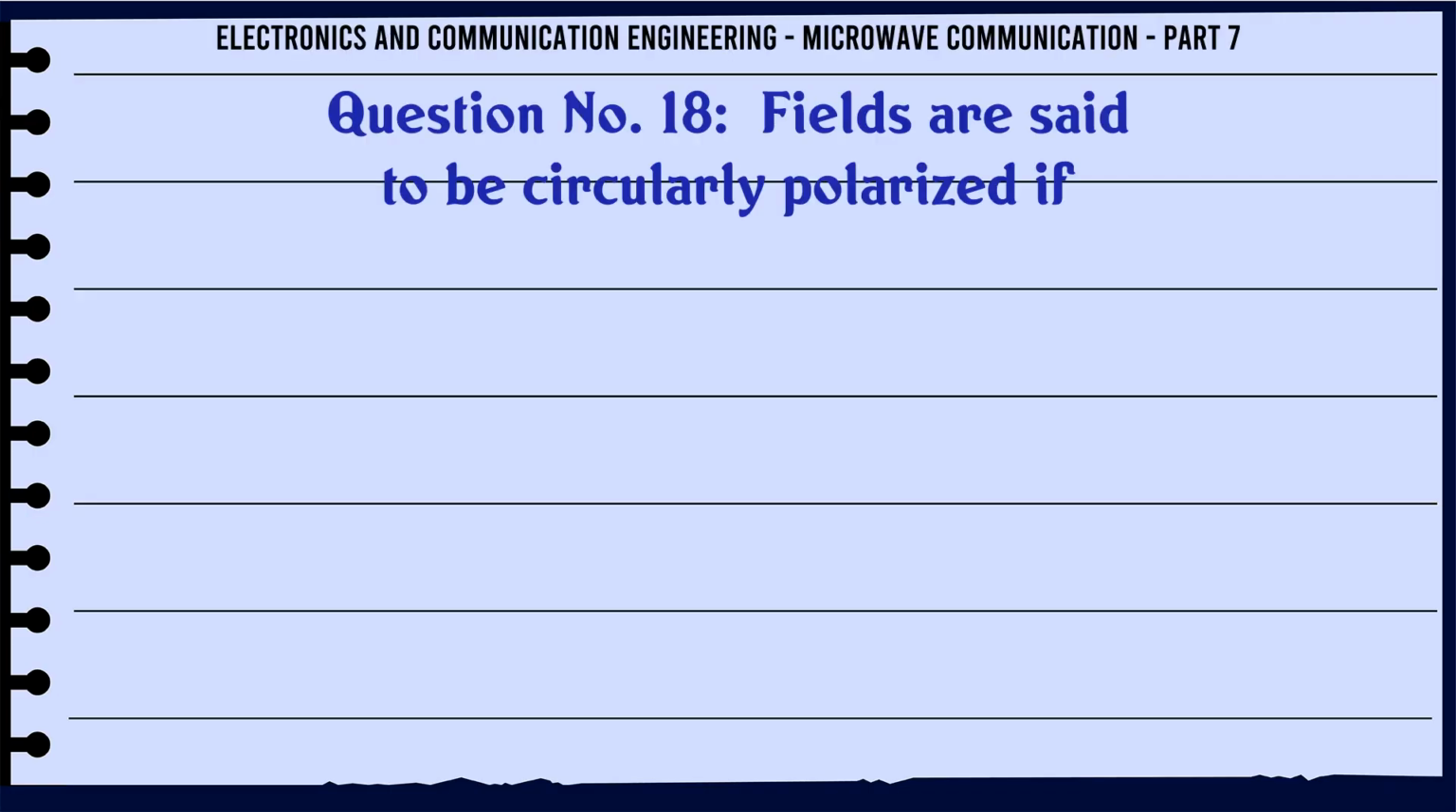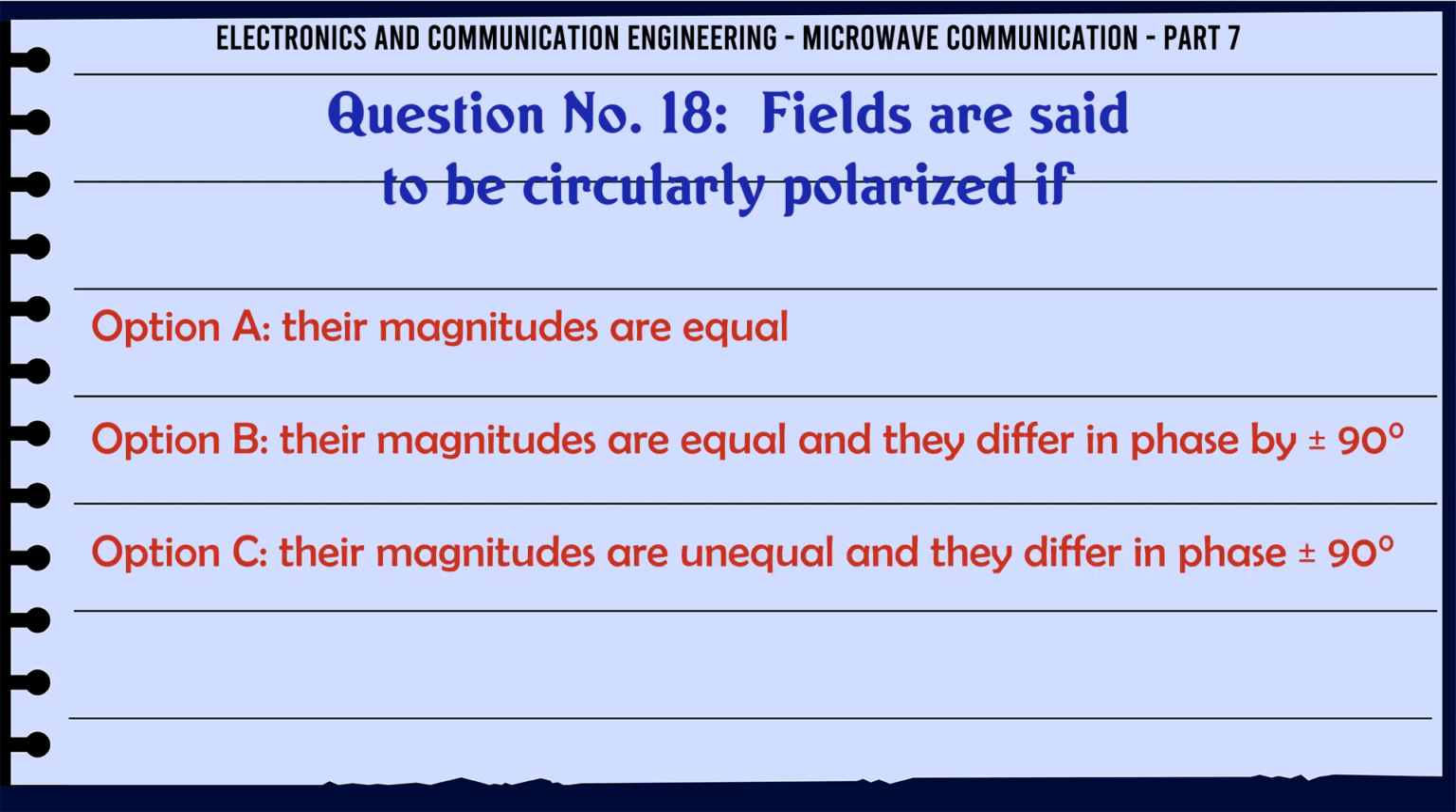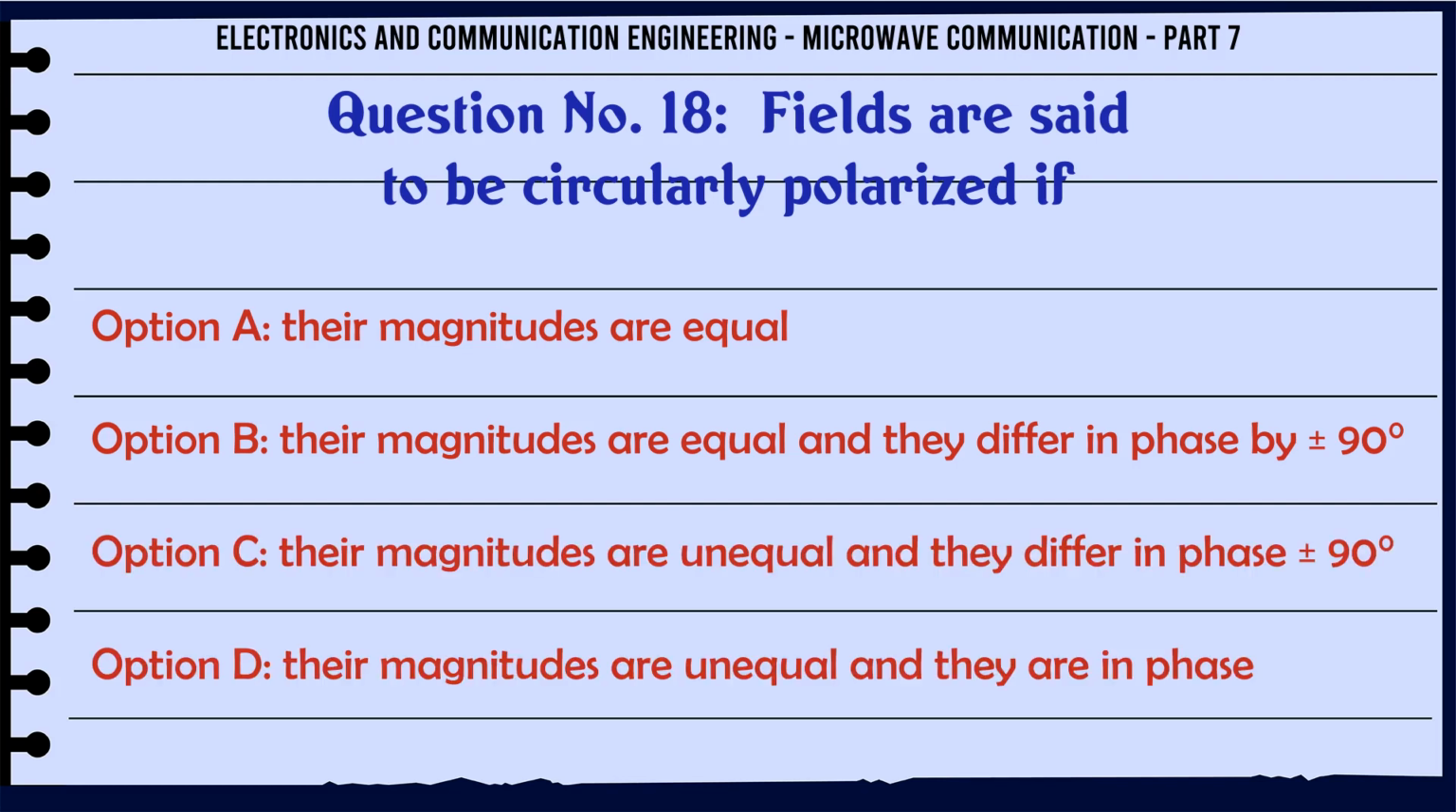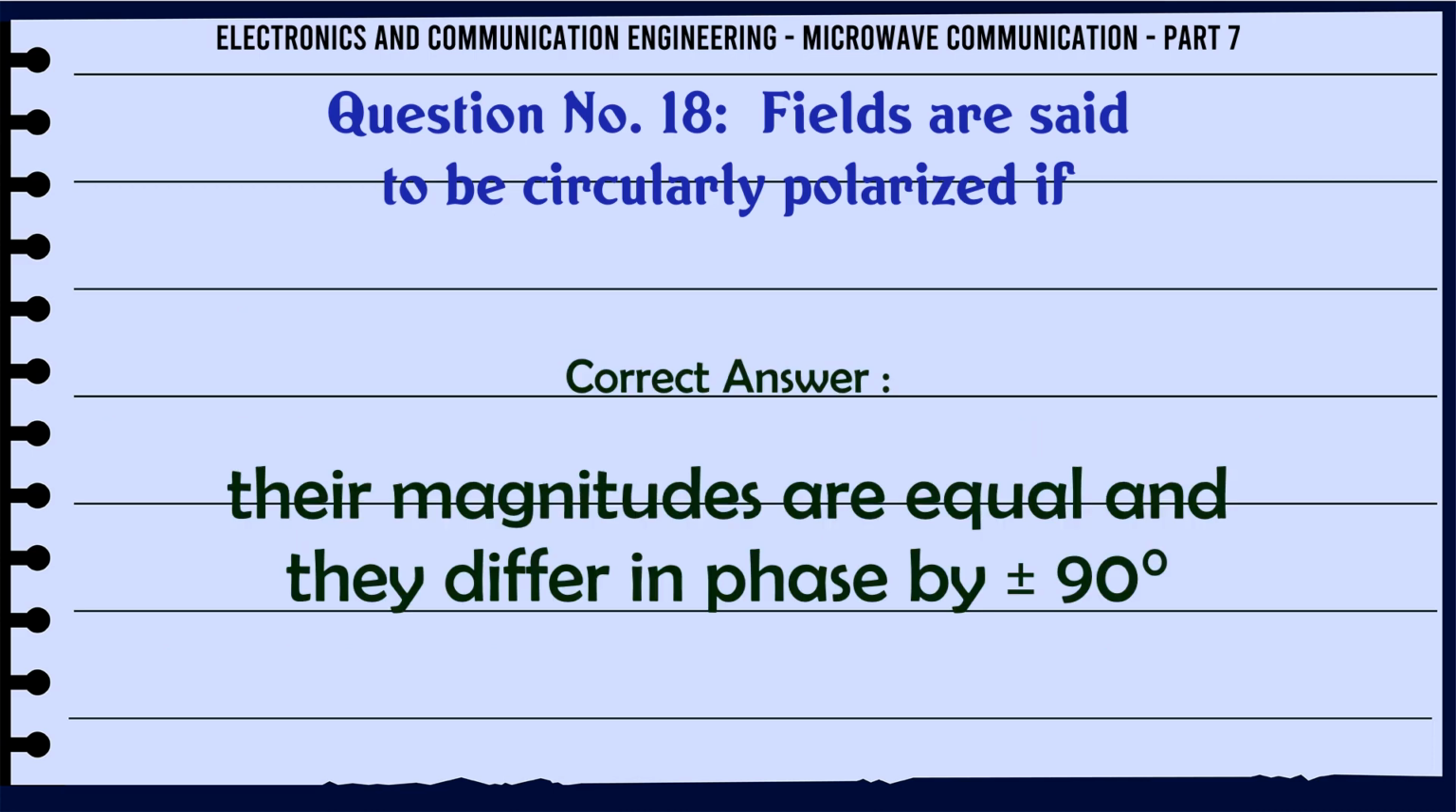Fields are said to be circularly polarized if A. their magnitudes are equal, B. their magnitudes are equal and they differ in phase by 90°, C. their magnitudes are unequal and they differ in phase by 90°, D. their magnitudes are unequal and they are in phase. The correct answer is their magnitudes are equal and they differ in phase by 90°.